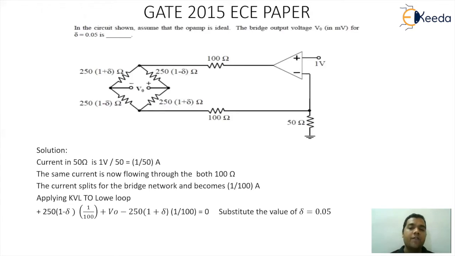And we put the value of delta as 0.05. On solving, we get the value of VO as 250 millivolt. So the value of output VO is 250 millivolt. This is the answer. Next question.